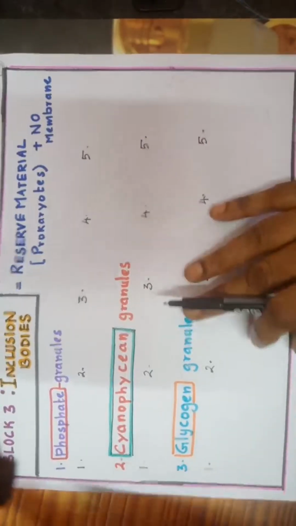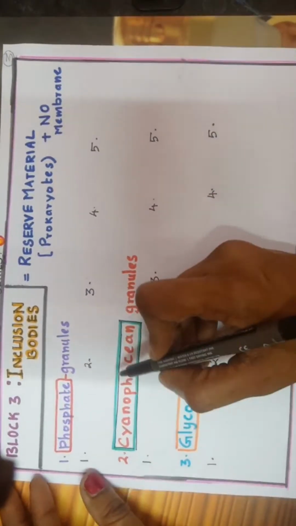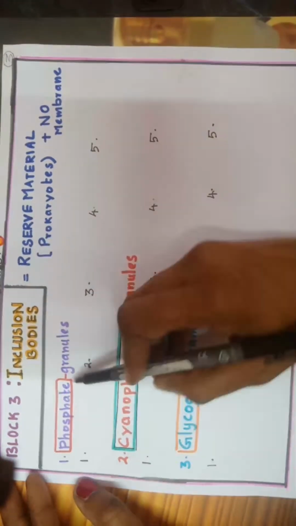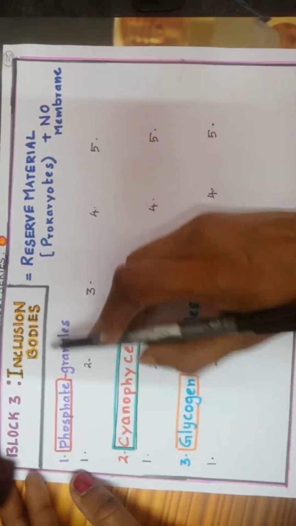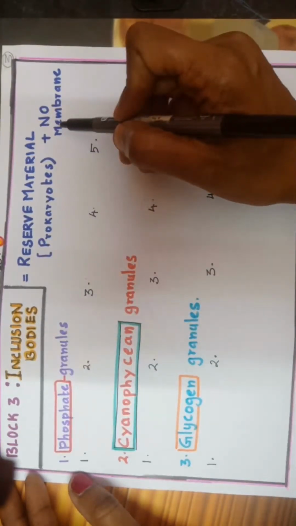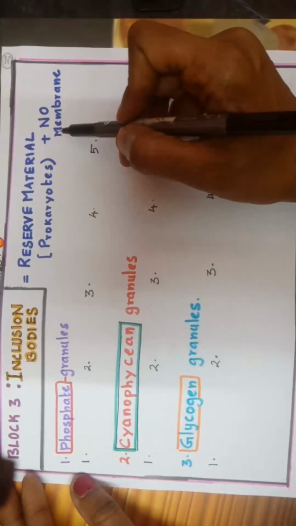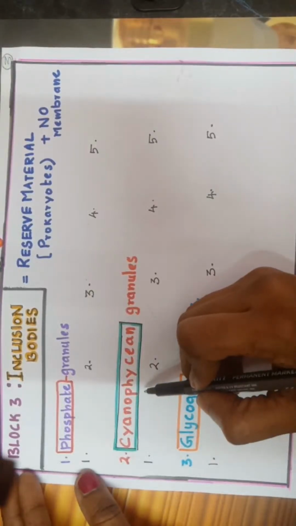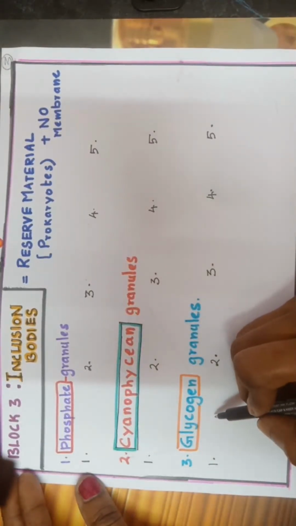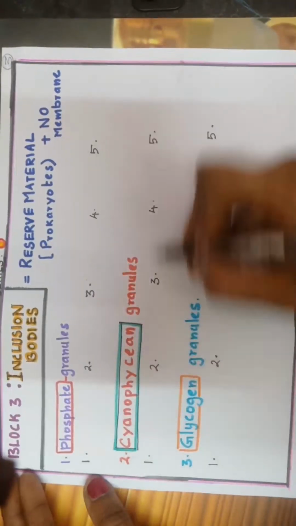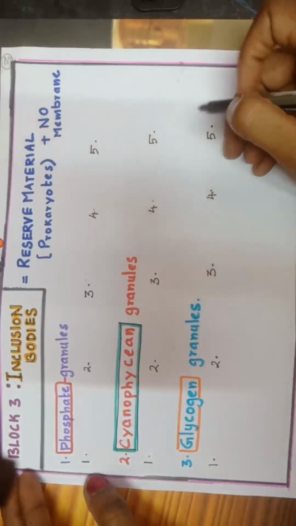Okay, so next is block 3. The examples we usually forget very easily. Under inclusion bodies, you have 3 examples. Inclusion bodies are reserve material of prokaryotes. They do not have a membrane, so they are openly in the cytoplasm. First is the phosphate granule, next the cyanophycean granules, next the glycogen granules. We are going to write each example 5 times so that it gets locked in your memory.